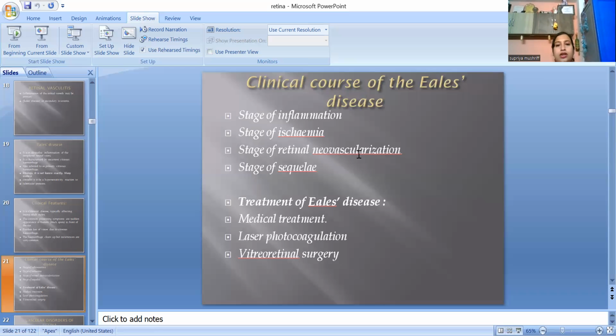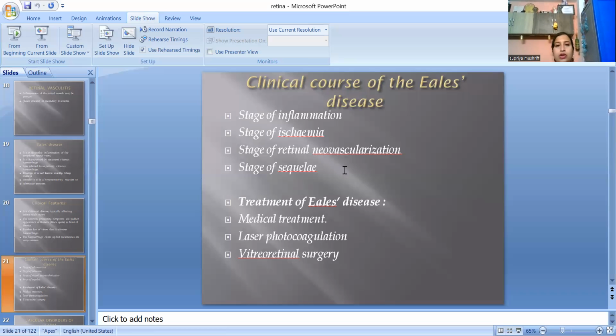And at the stage of retinal neovascularization, you will also give laser treatment, but also anti-VEGF injections. Anti-VEGF injections are Avastin or bevacizumab, or ranibizumab. These are the anti-VEGF injections. So if neovascularization has already started, you should go for laser treatment and also anti-VEGF treatment.